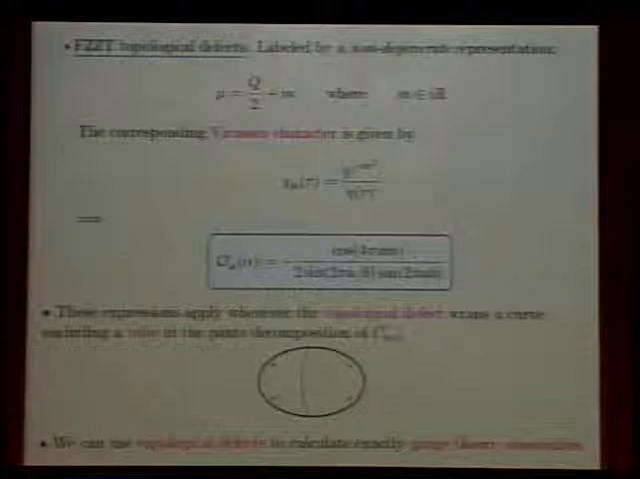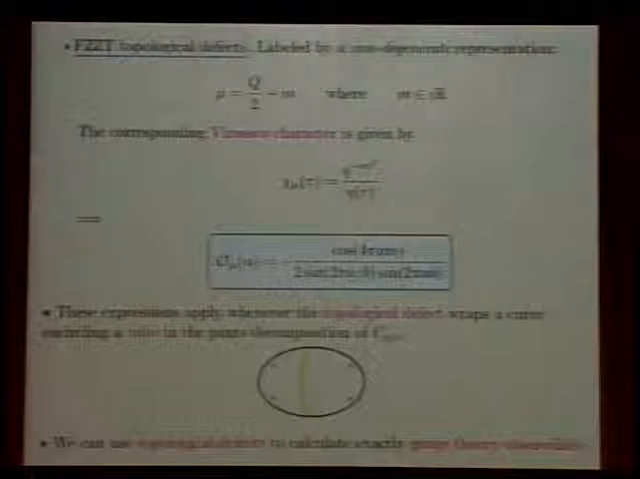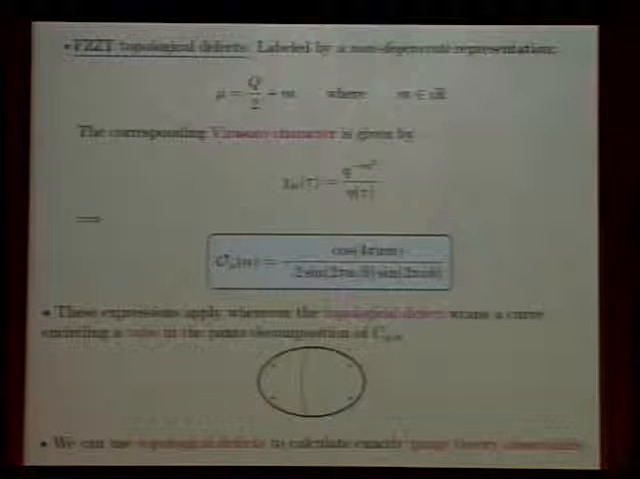Okay? So now what I want to do is to use topological defects to compute certain gauge theory observables. So the first thing that we have to do is identify, if anything, whether there are candidates in the four-dimensional gauge theory that compute these particular interesting observables in two-dimensional CFTs.